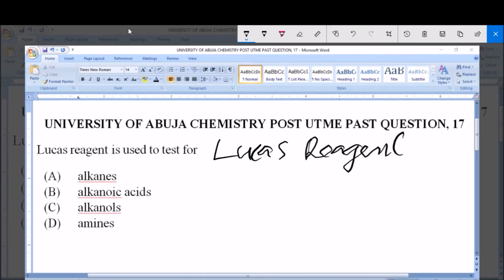Now, it says Lucas reagent. What are the functions of Lucas reagents? The first thing you ask yourself is, what is Lucas reagent, or what are Lucas solutions? Now, these reagents are solutions.